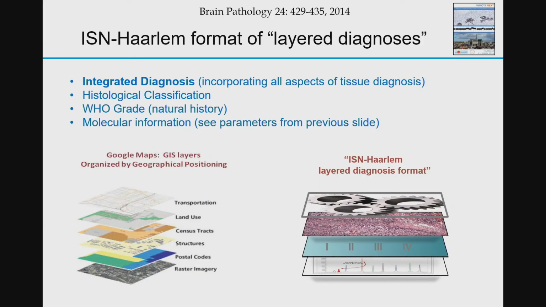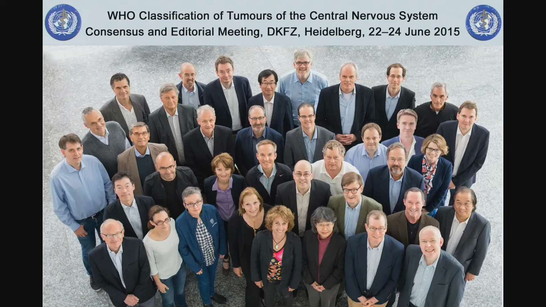In all seriousness, what we published was that we try to approach diagnoses in a layered format, much like what you get when you're looking at a Google map. You get all these different layers of different types of information all stacked on top of each other. And we do the same thing with our diagnoses. We recommended, like anything else, you start with histologic classification. What does it look like under the microscope? What is the WHO grade, which is based on natural history, and what additional molecular information can we get about that? You put all of those together and you get what's called an integrated diagnosis, incorporating all aspects of tissue diagnosis. And we decided to put that on the top because that, of course, is the most important feature.